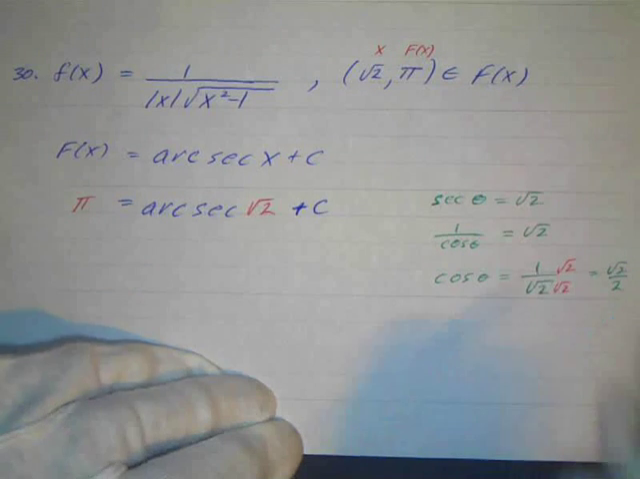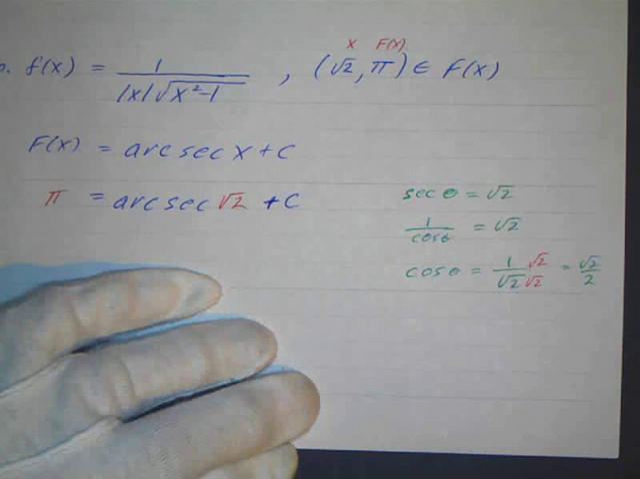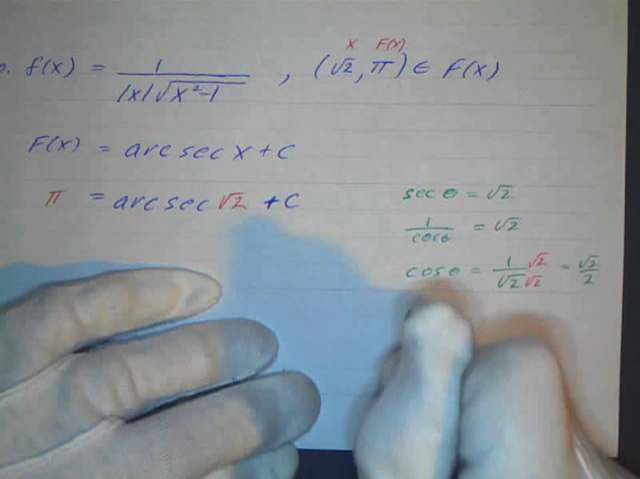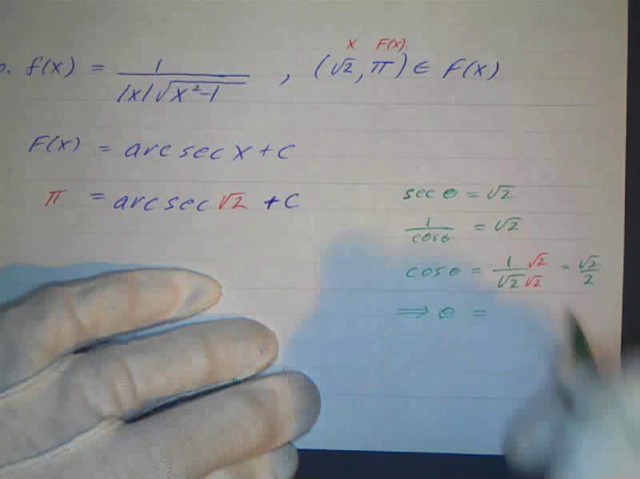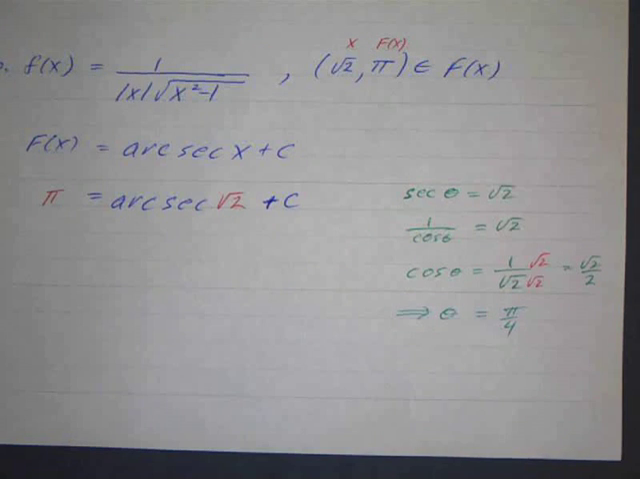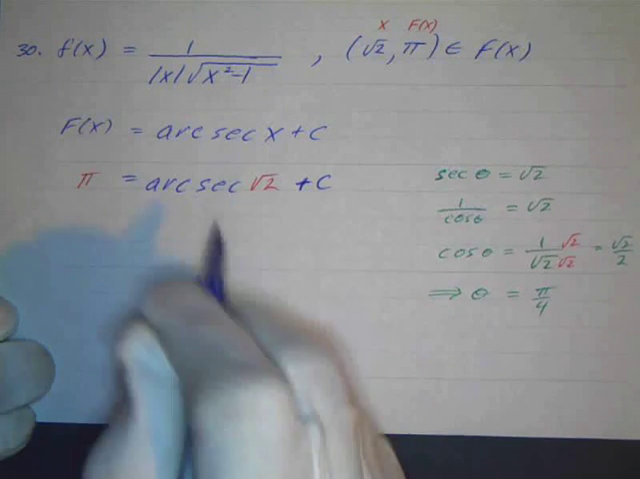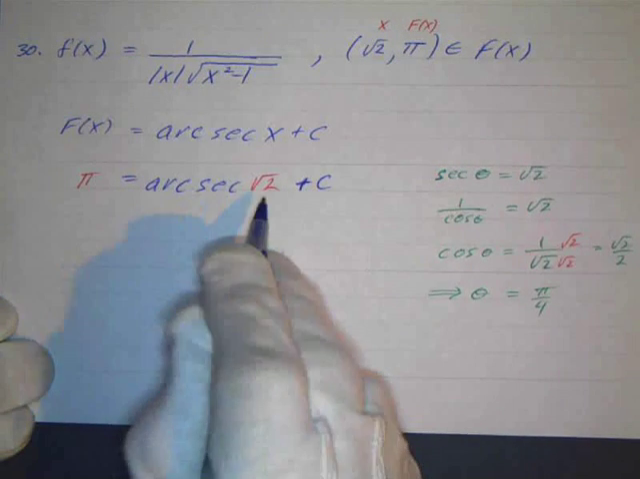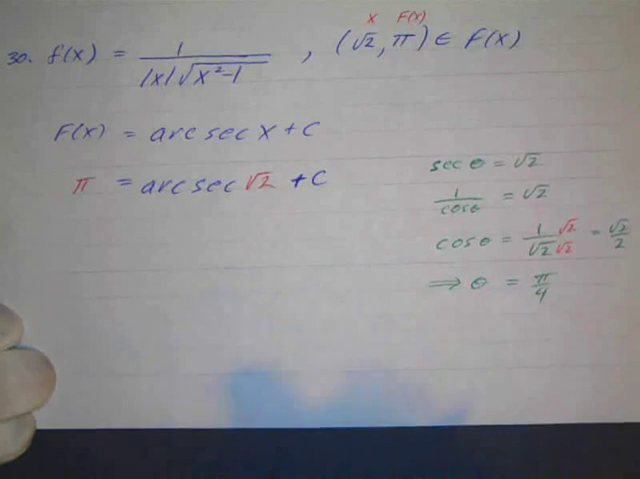And the cosine of what angle is the square root of 2 over 2? That should look familiar from your unit circle. So that should imply that theta equals pi over 4. So we know that now we can write pi over 4 for this. The angle whose secant is the square root of 2 is pi over 4. So there's your kind of trigonometry work over there.